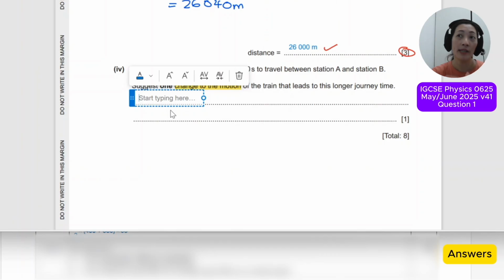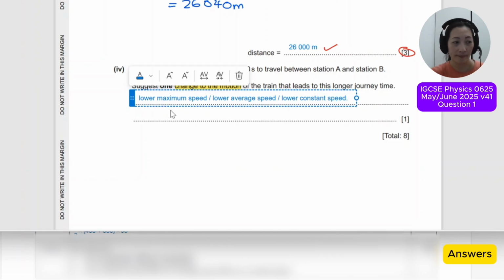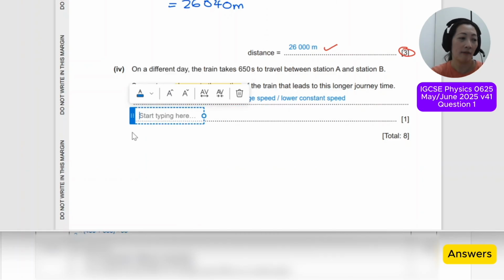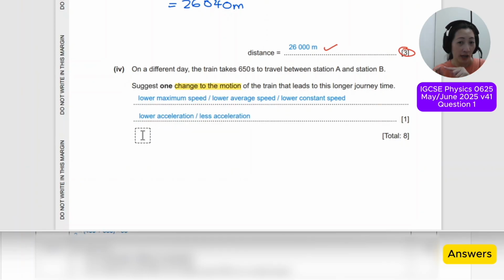So do be more specific. Don't just say lower speed, because which speed are you referring to? So you could mention it's a lower maximum speed, or you could say lower average speed, or you could say lower constant speed. So these are some options which you can use. Similarly, a lower acceleration could also lead to a longer journey time. Another way to express it is by saying less acceleration. So lower acceleration here means that change in speed over time is a smaller value, so it takes a longer time to reach the maximum speed of the train.